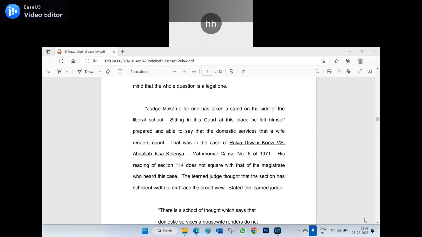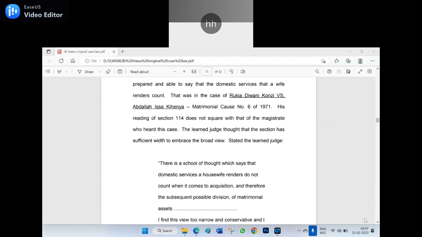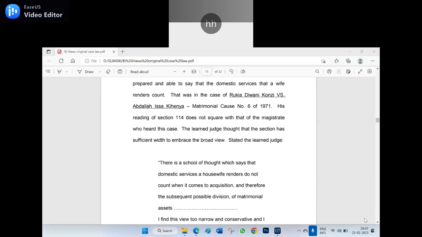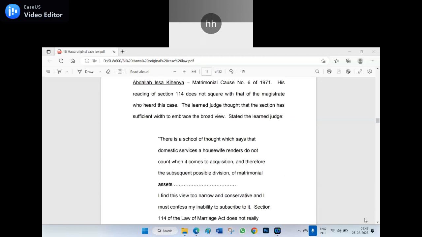Then Judge Makame has given Rukia Diwani Konji versus Abdullah Isa Kihenya. Yes, it's another matrimonial case. Yes, you can put it in, a matrimonial case. And rules we can say which will support it for section 114. Yes, you can write it there also.